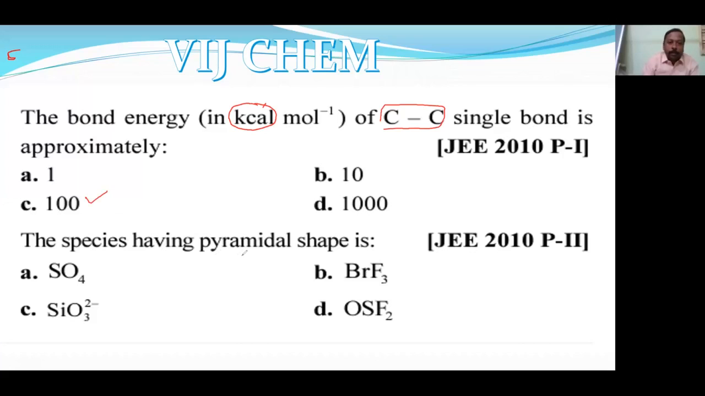The pyramidal shape. The answer is OSF2. When I discussed with the students, they were not able to identify which is the central element and how to write the rough structure. It is simple: here, the maximum valency is of sulfur, so you will write sulfur. Oxygen valency is 2, so you will write oxygen, and fluorine. Apart from that, sulfur has a total of 6 electrons, only 4 electrons are involved, so this will be the lone pair.